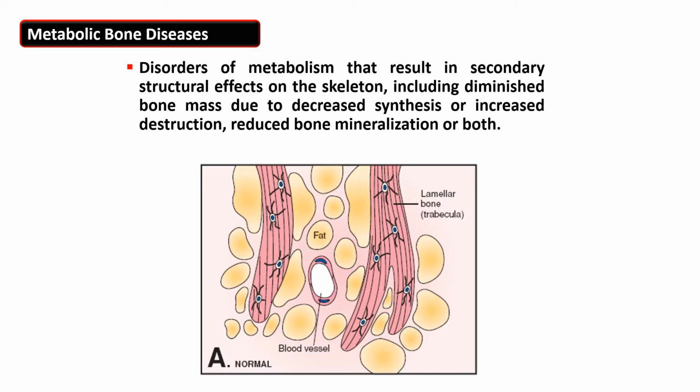This picture is showing normal bone in which there is lamellar bone, and this lamellar bone is of normal thickness, and the osteocytes are evenly distributed in this lamellar bone. There are numerous fat globules present also, and a blood vessel.